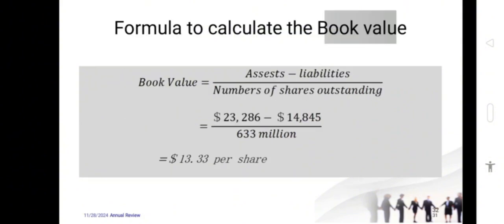Then how to calculate the book value? First, book value equals assets minus liabilities divided by the number of shares outstanding. Example, 23,286 million minus 14,945 million divided by 633 million equals 13.18 dollars per share. The final answer.